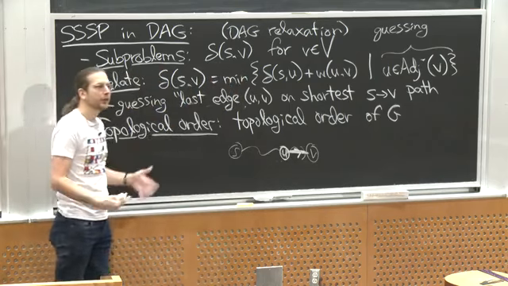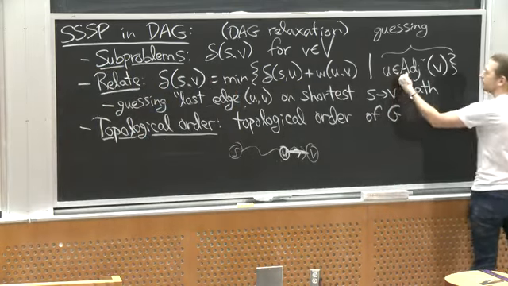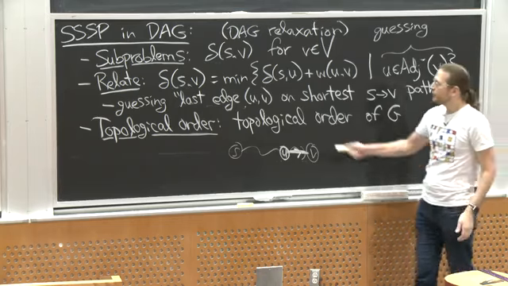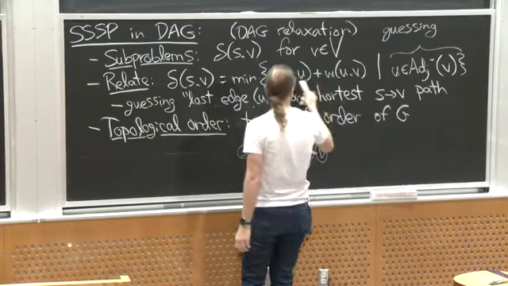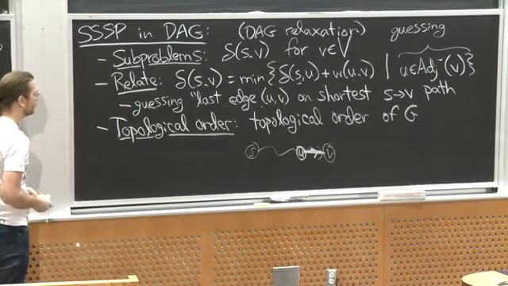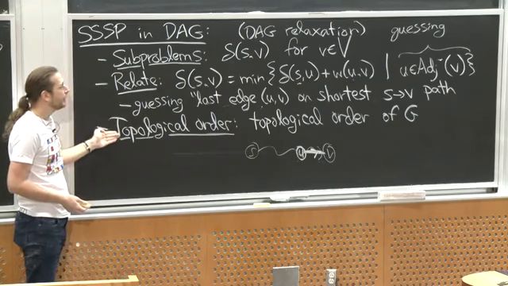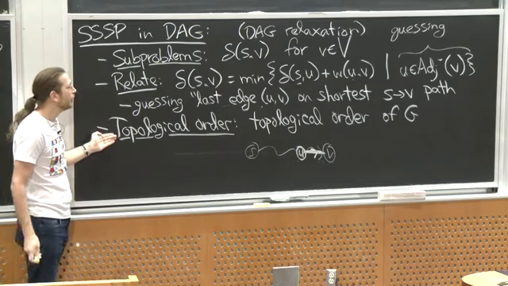We don't know what it is, so we're going to locally brute force or guess what the right answer is. So look at all incoming edges from u to v. And for each of them, take the recursive shortest path from S to u plus the weight of the edge. Okay, so this is the guessing or local brute force perspective. And the reason this works is because G is acyclic, and so it has a topological order.